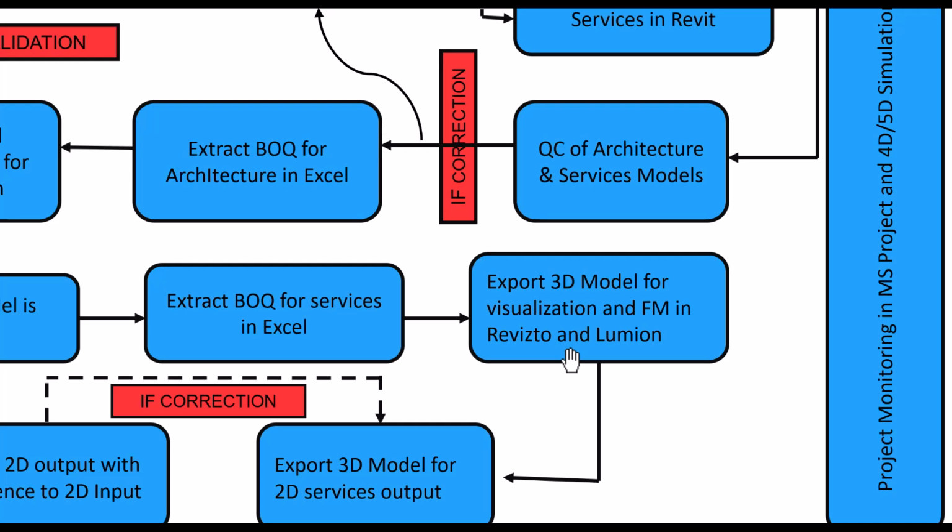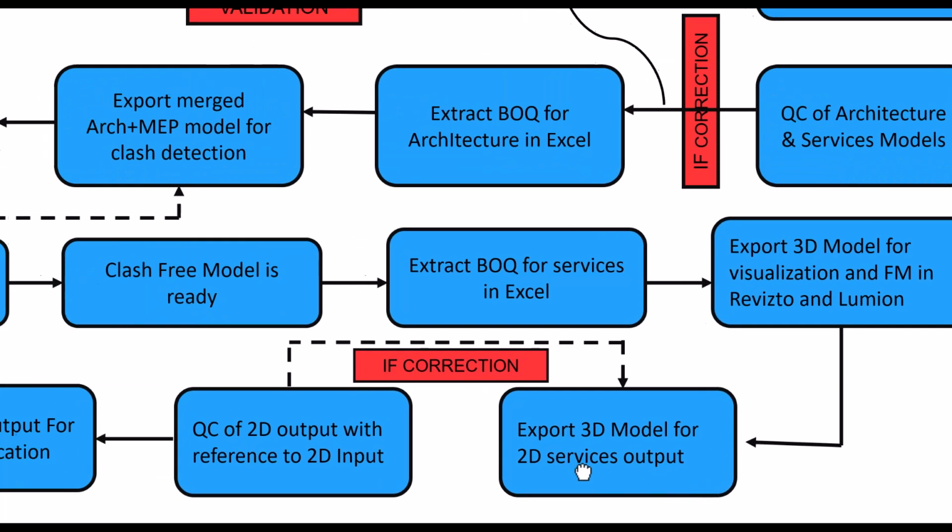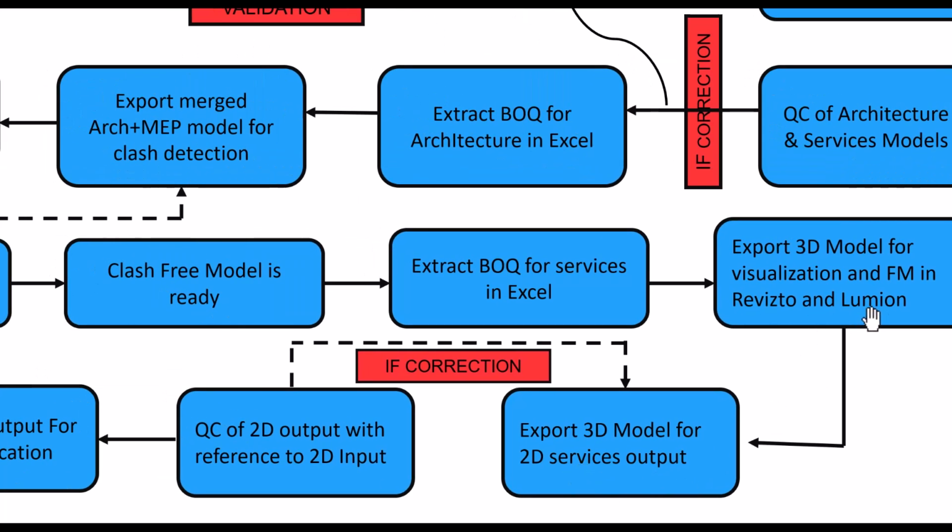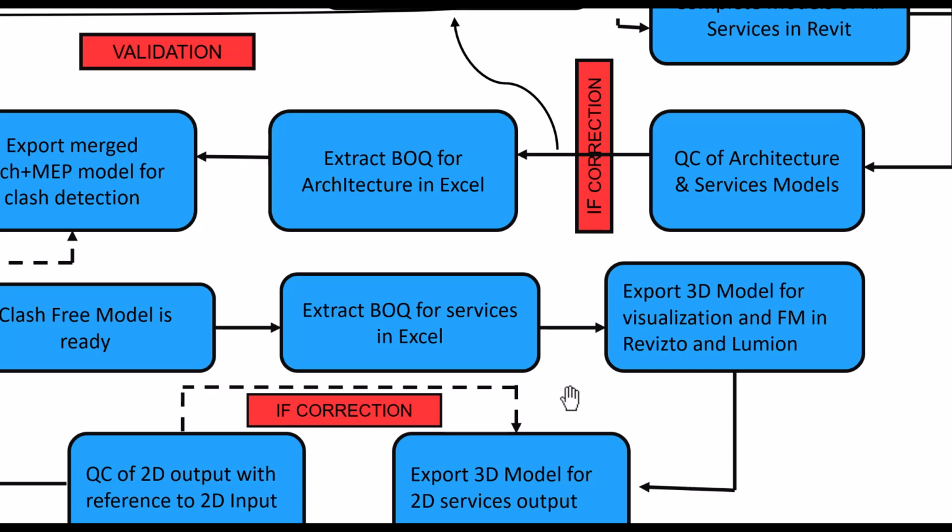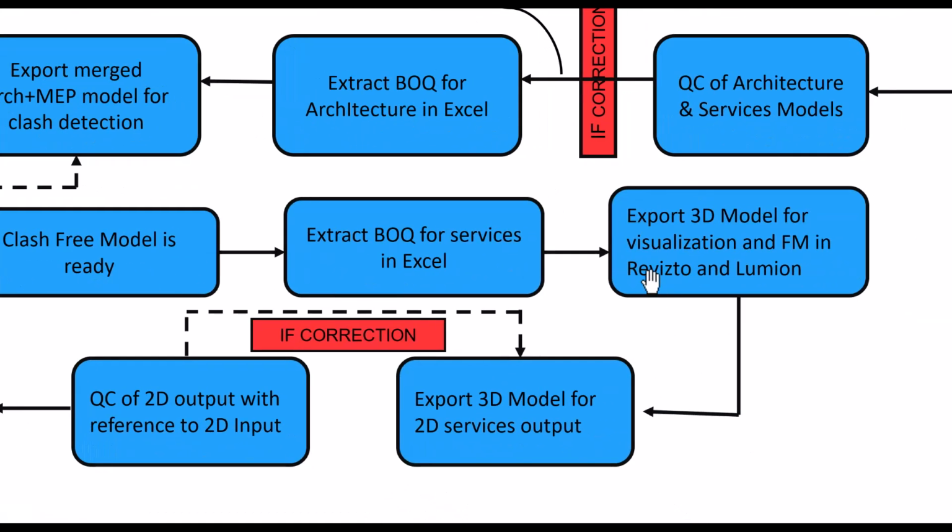Revizto and Lumion are basically used for walkthrough visualization, coordination on site, and you can even use them for renderings for images. Your client may need a realistic visualization, which is possible only through other software tools. In Revit, you might not be able to create a realistic visualization. It's just normal graphics.